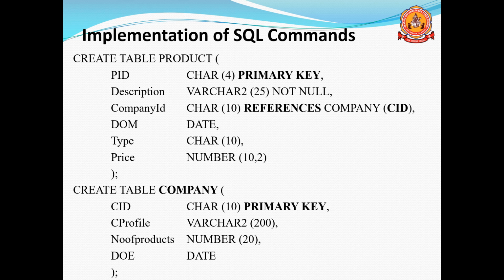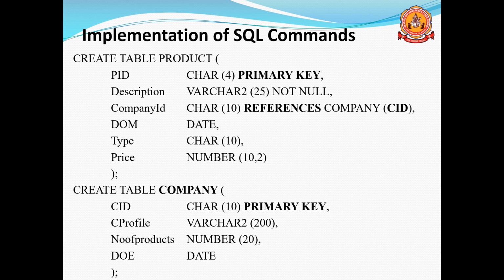Next table here. In case of the company table, you can see one column CID, char of 10, and it is a primary key here. So in the first table it is a foreign key. In the second table that is the primary key. Remember, that is a difference. So the foreign key of our table, that is company ID, is the primary key of the company table. Those are the rules of primary key and foreign key here.